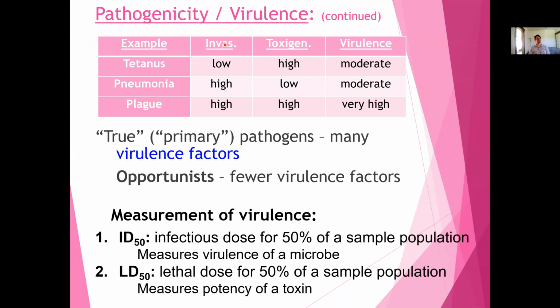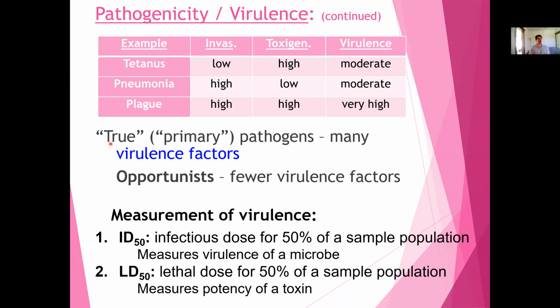The ability to invade for tetanus is low, but its ability to produce toxins is high. You find the inverse in pneumonia, where its invasiveness is high, yet its ability to produce toxins is low. This results in both cases in a moderate virulence. But if you look at something like the plague, its invasiveness is very high, its toxicity is also high, which results in a very high virulence. I mean, we know that the plague smashed Europe and decimated the global human population years and years ago.